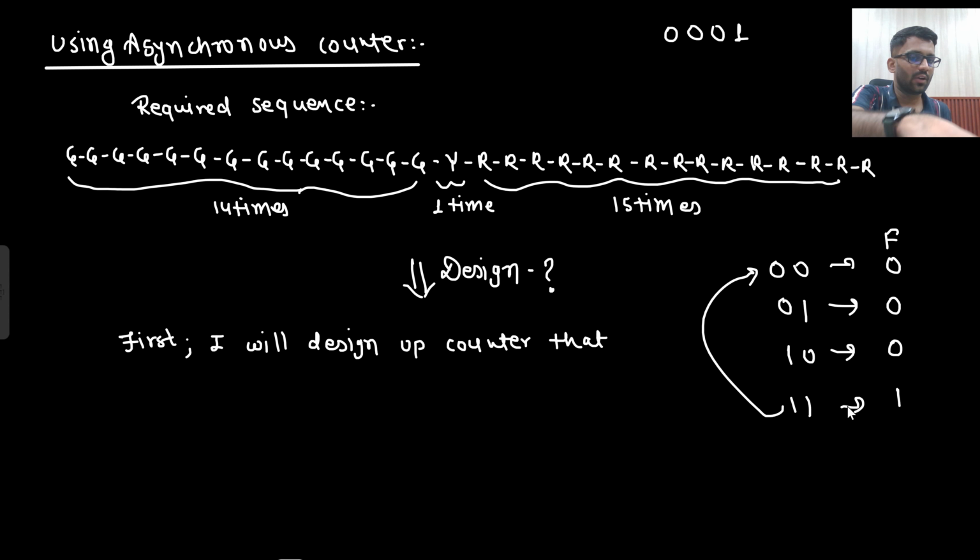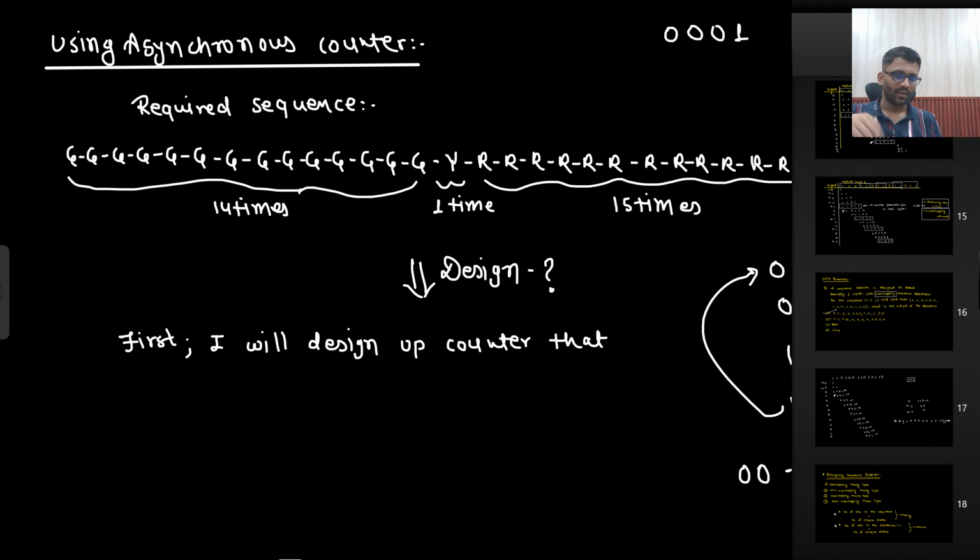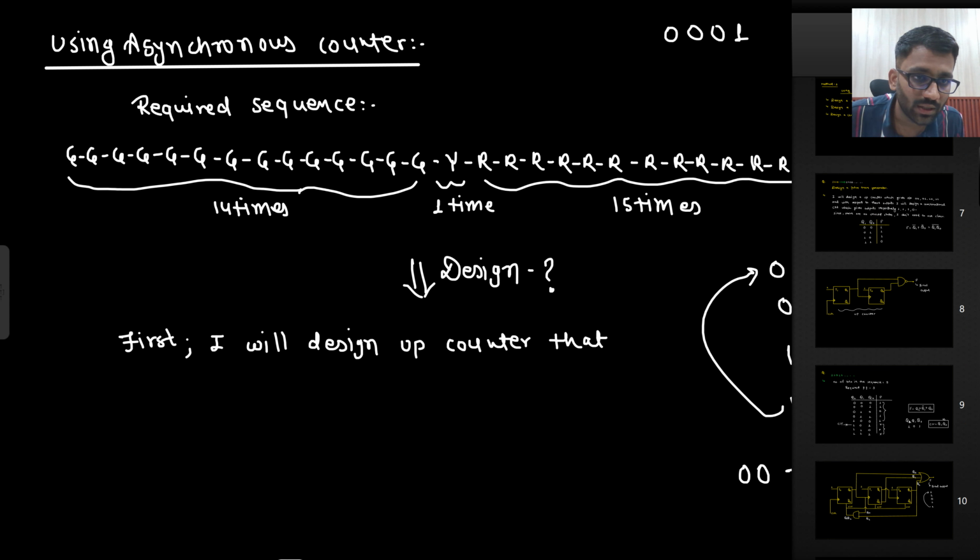So again 0 0 is coming, output should be 0. 0 1 is coming, output should be 0. 1 0 is coming, output should be 0. And 1 1 is coming, output should be 1. So your counter will give you these outputs 0 0, 0 1, 1 0 and 1 1, and with respect to that, the combinational circuit will give you 0 0 0 1 output. You remember this example, right? Or shall I show it to you again? I hope you remember it, but again I am showing it.